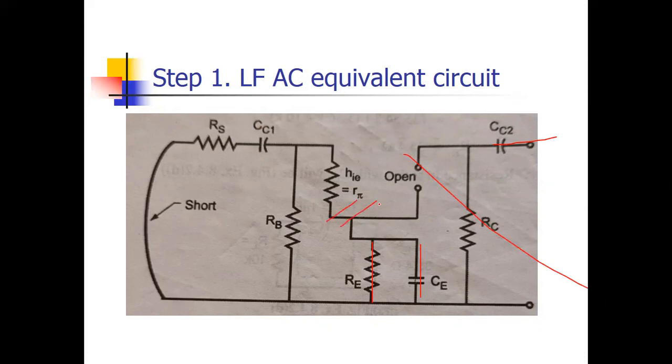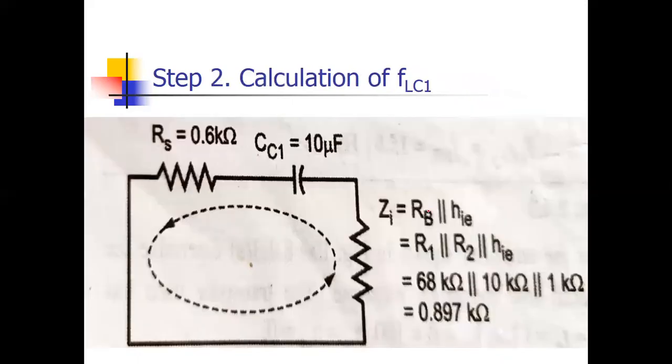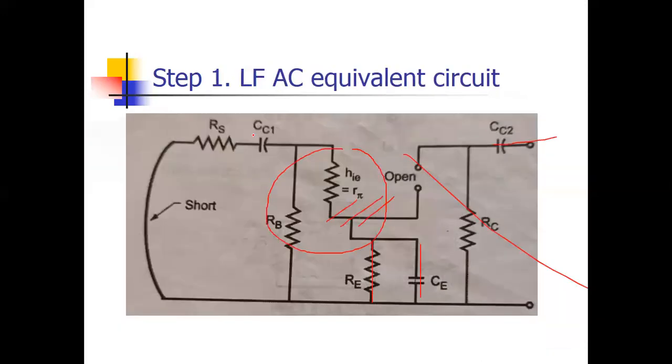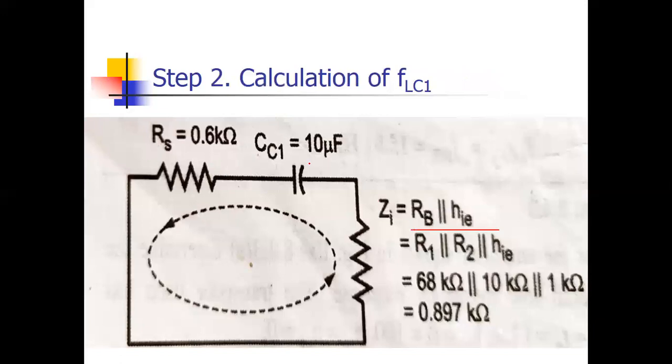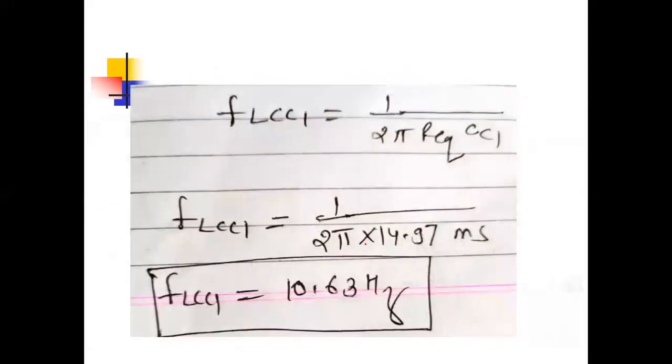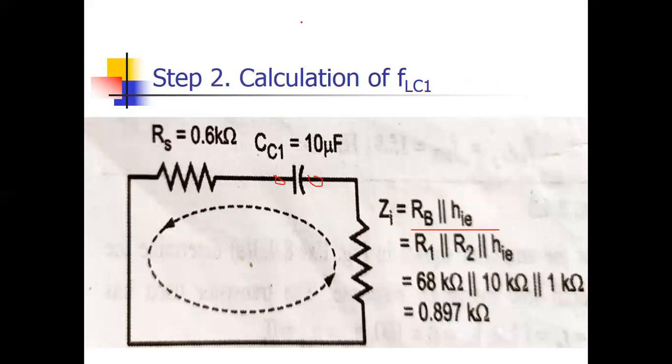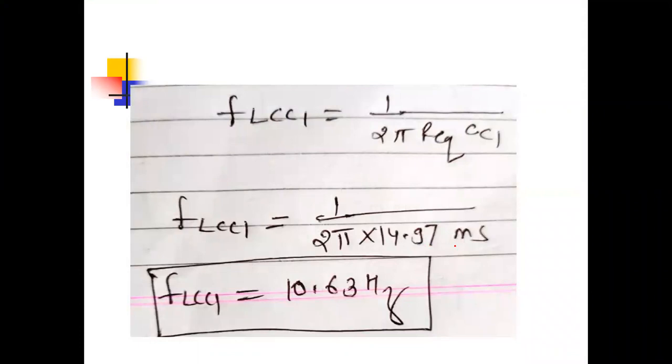What is remaining is connected to ground: RB and hie, and both we can connect in parallel. So we can write RB parallel hie. Understood? RS, C1, and RB parallel hie. Now across this point, these two resistors are in series, so the total resistance will be RS plus RB parallel hie, and the capacitance is 10 microfarad. So f equals 1 upon 2 pi R C. After substituting all the values, you will find the low frequency.